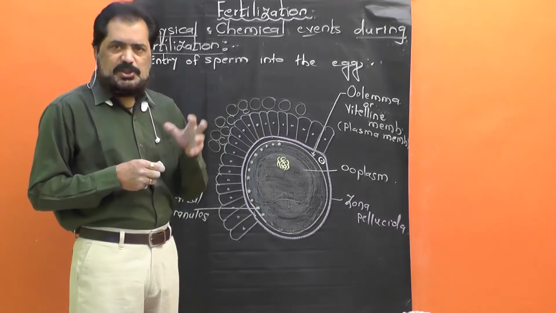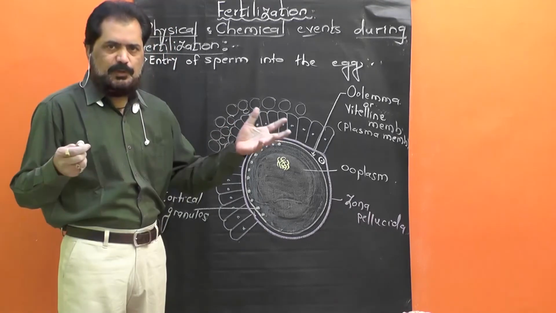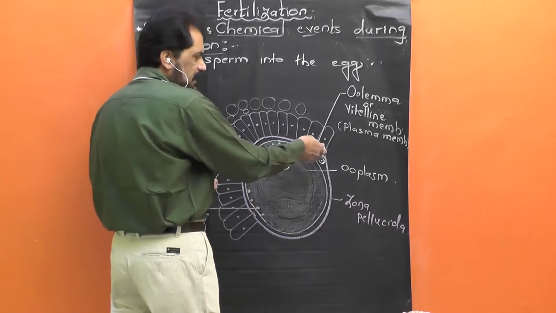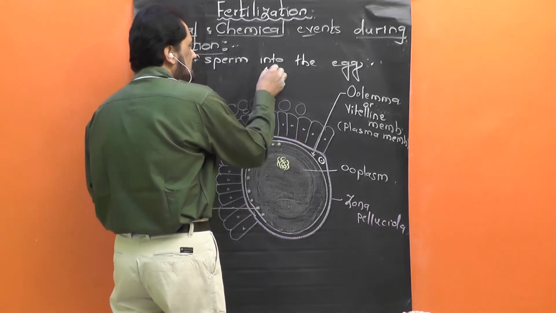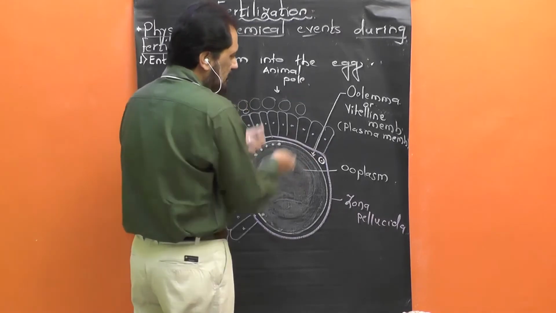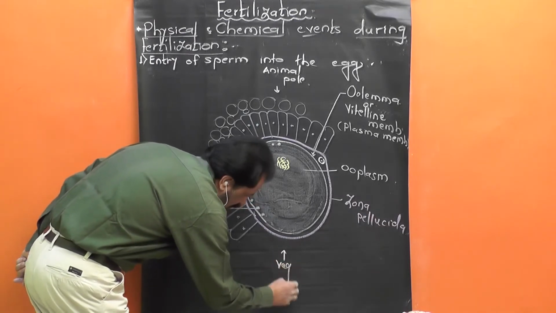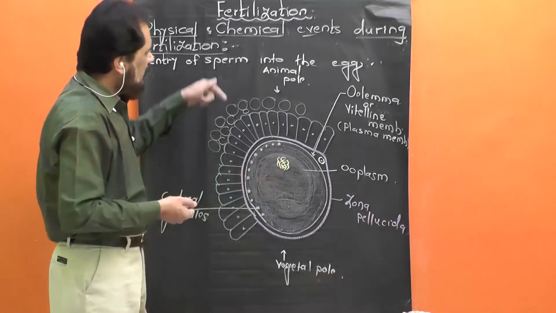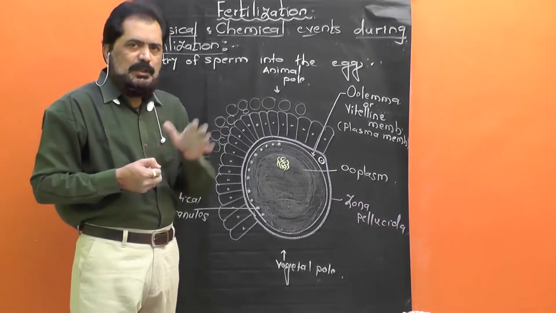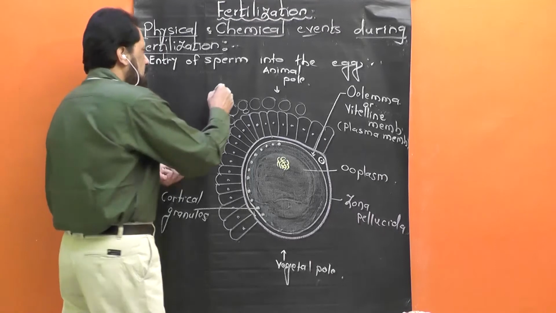Generally the sperm penetrates the ovum from near the animal pole. Last time we studied this ovum has polarity. The end towards which the nucleus and first polar body are present is called the animal pole, and the opposite end is called the vegetal pole. Generally the sperm that enters and penetrates near the animal pole succeeds in penetration. Now here I am going to show the sperm.